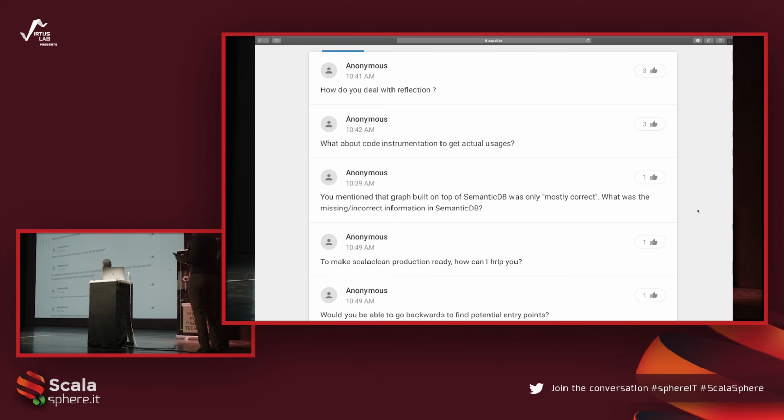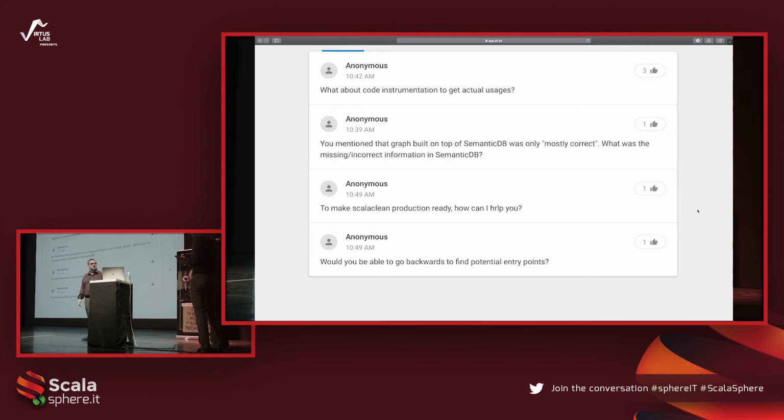Okay, so what about code instrumentation to get actual usages? So getting actual usages from a runtime app, so running it and saying, well, actually, this is a really interesting question because it's a third axis. So you've got this code is reachable. This code is reachable from tests, and this code is reachable from production. And the third axis is this code might be reachable, but it's never used.